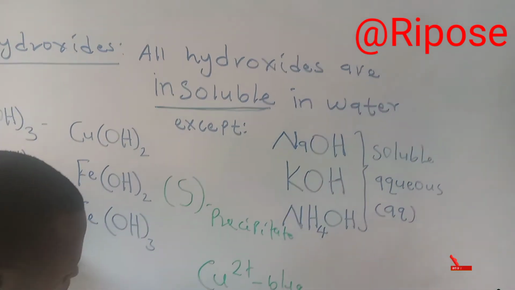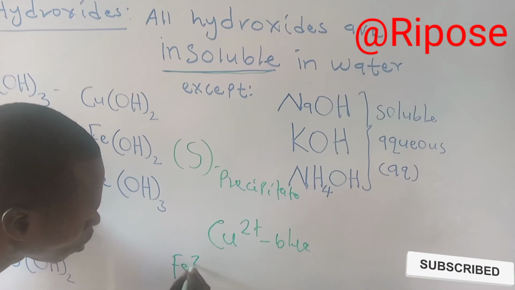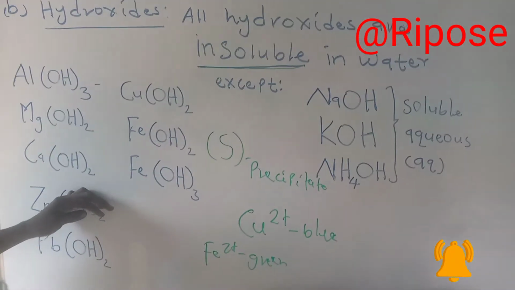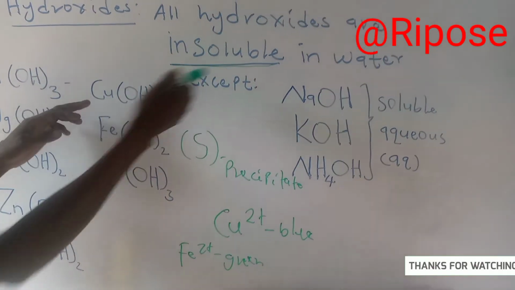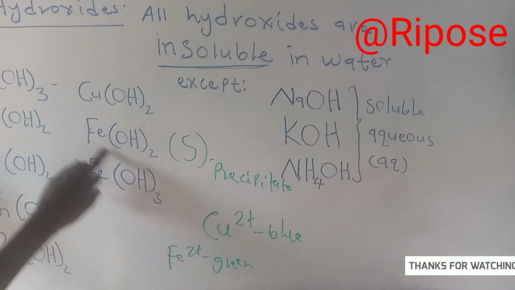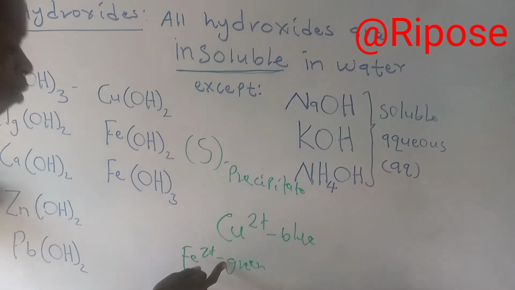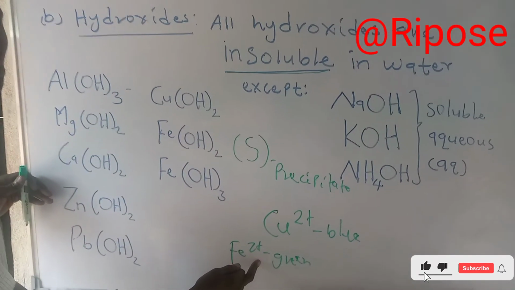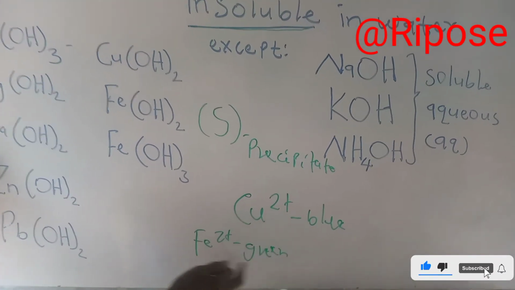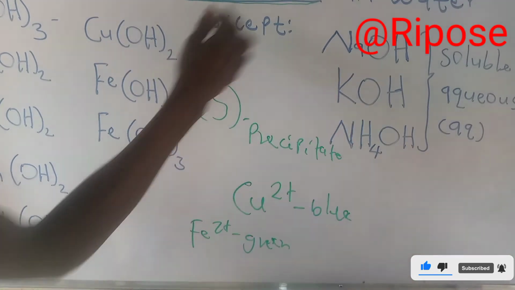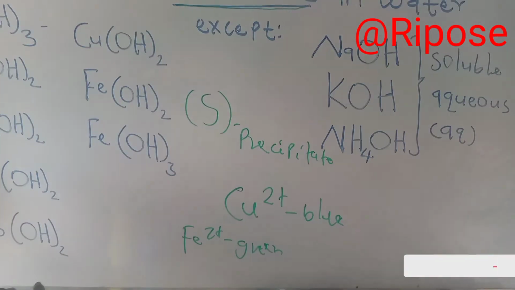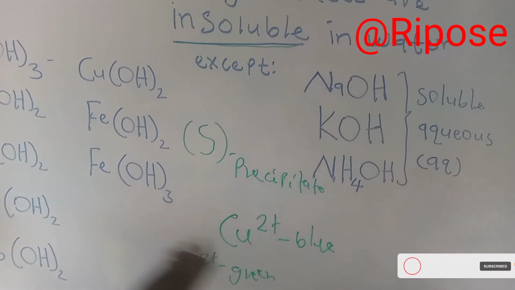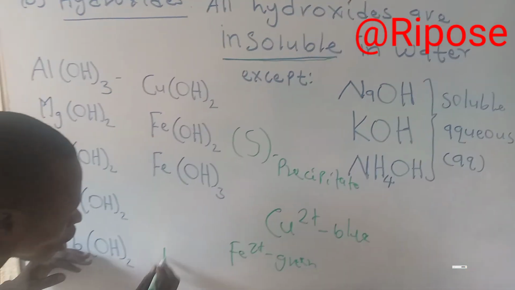Iron 2 is green. And since most hydroxides are insoluble, you find that iron 2 hydroxide will appear as a green precipitate. For salts of iron 2, those that are soluble form green solutions, and those that are insoluble form green precipitates. Since hydroxides are insoluble in water, the one for iron 2 will appear as a green precipitate.